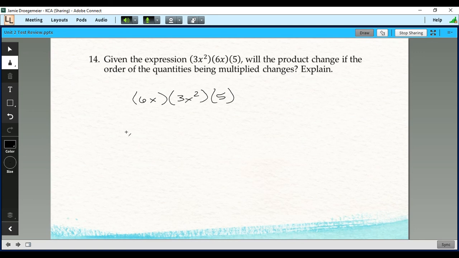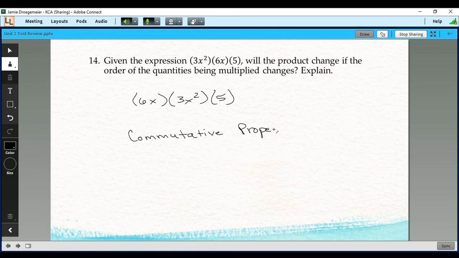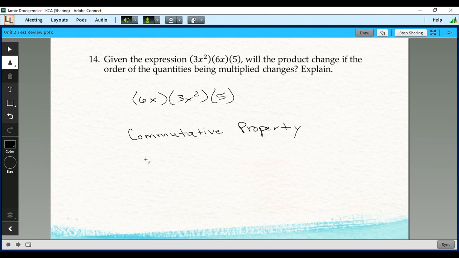And the reason is what we learned in our properties, the commutative property of multiplication. So in your explanation, you would want to mention that commutative property of multiplication says that changing the order of the terms doesn't change the product. So you'd want to mention that property in your explanation, saying that changing that order isn't going to change the product.